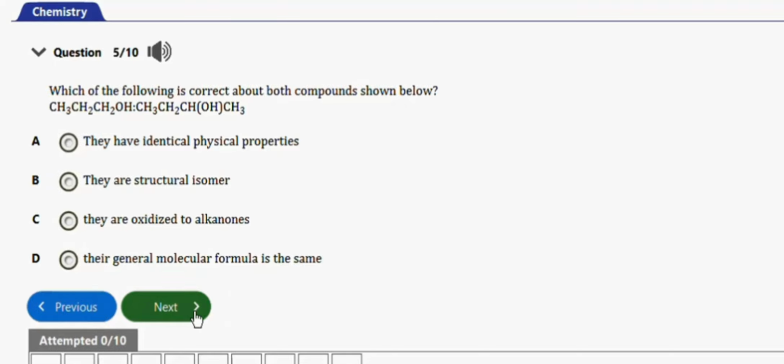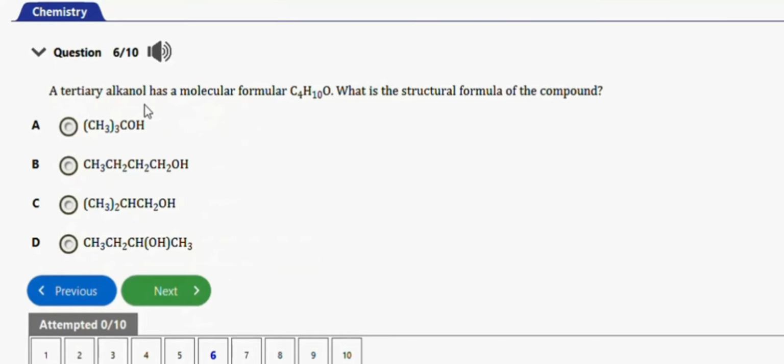The next question says, a tertiary alkanol has the molecular formula of this. What is the structural formula of the compound? So the structural formula of the compound will be option D, that has OH group in between.